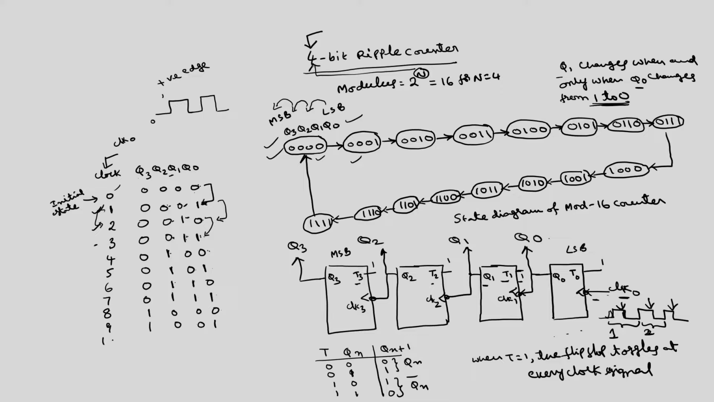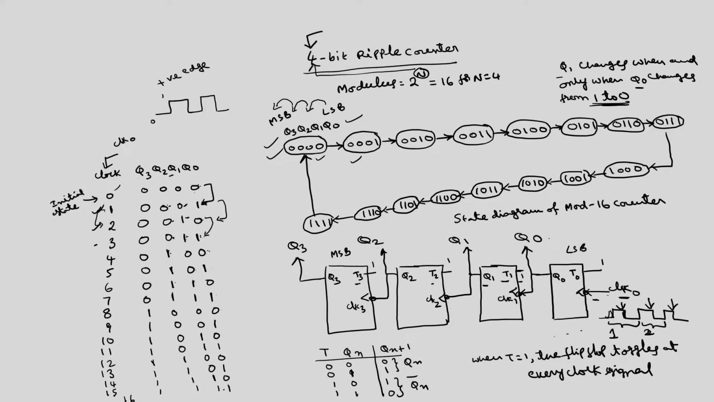So this is 1. 1 to 0 change, 0 to 1 no change, 0 to 0 no change. 0 to 1 no change, 1 to 1 no change, 0 to 0 no change. 1 to 0 change, 1 to 0 change, 0 to 1 no change. 0 to 1 no change, 0 to 0 no change, 1 to 1 no change. 1 to 0 change, 0 to 1 no change, 1 to 1 no change. 0 to 1 no change, 1 to 1 no change.